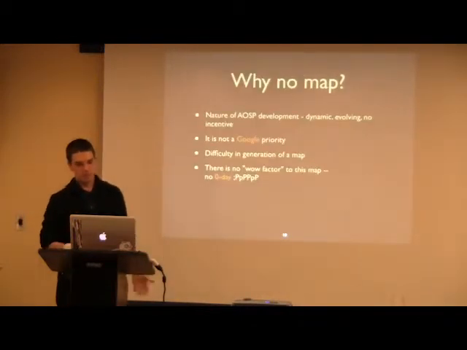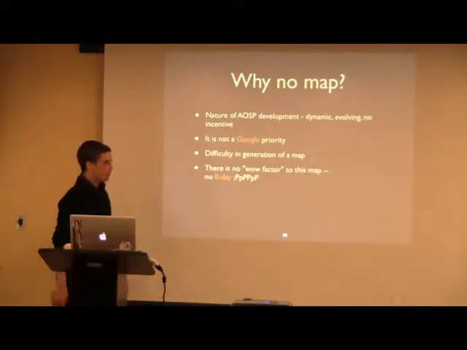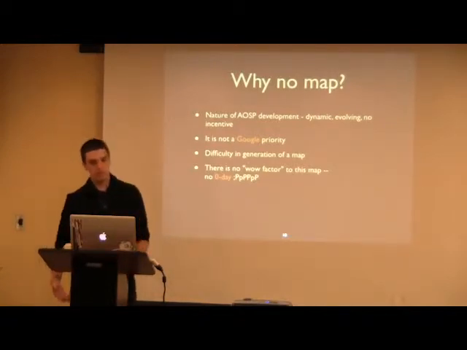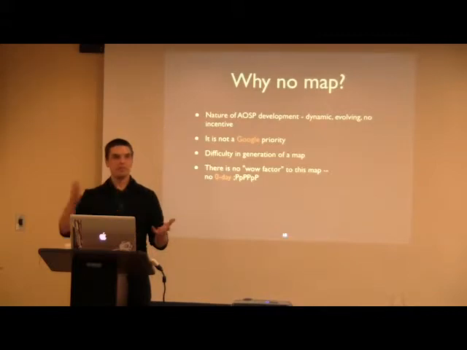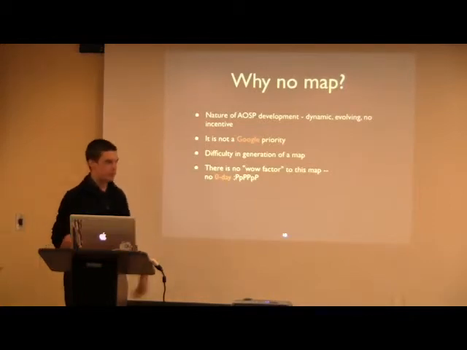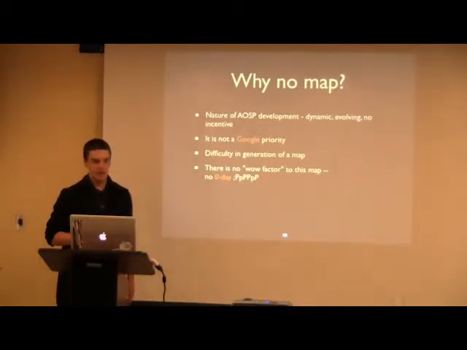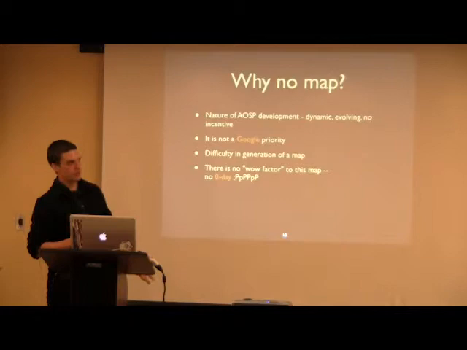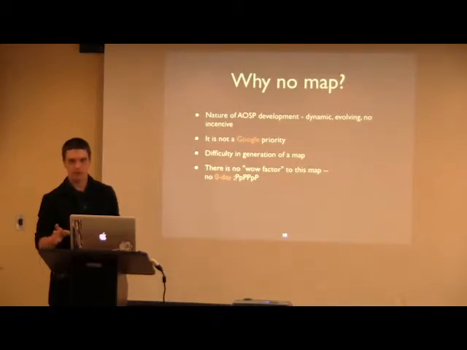So I'm breezing through some of this. Why isn't there a map? Well, AOSP, obviously there are many versions of Android. It is somewhat of a moving target. It evolves over time. New permissions get added, new permissions get removed. So the nature of AOSP, or Android Open Source Project, in and of itself makes it kind of hard to just sit there and focus on one particular version and build this map out comprehensively.